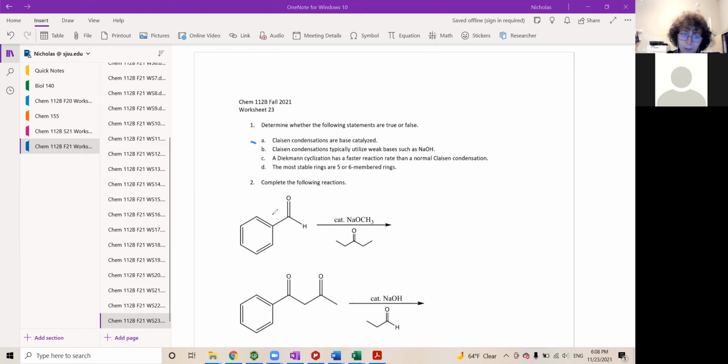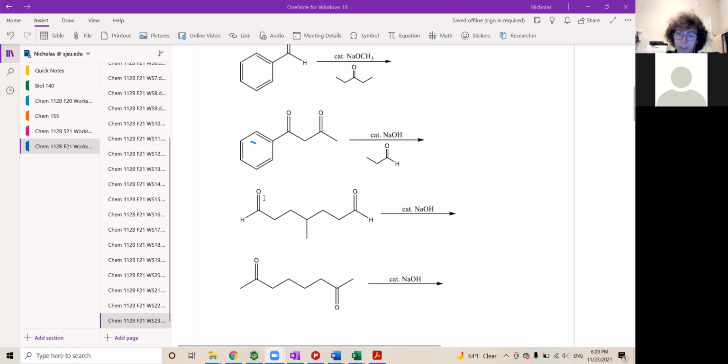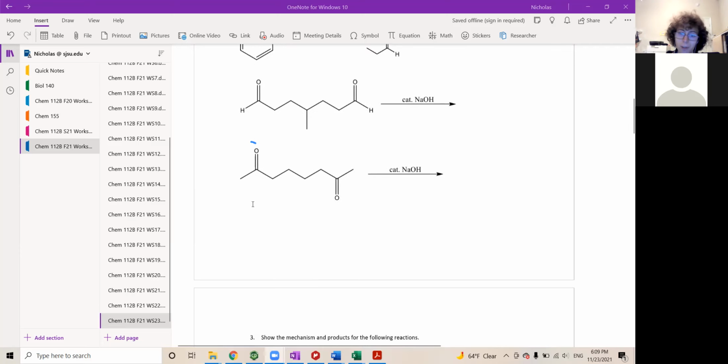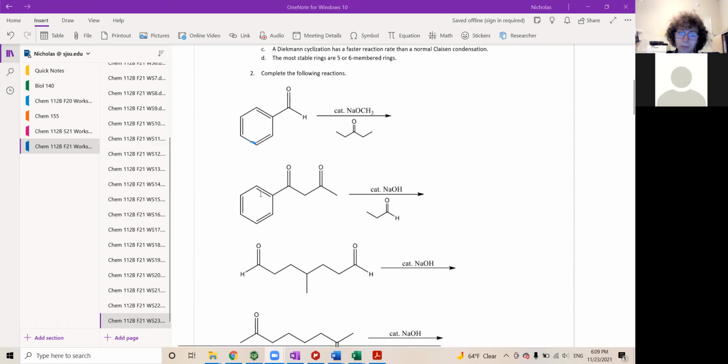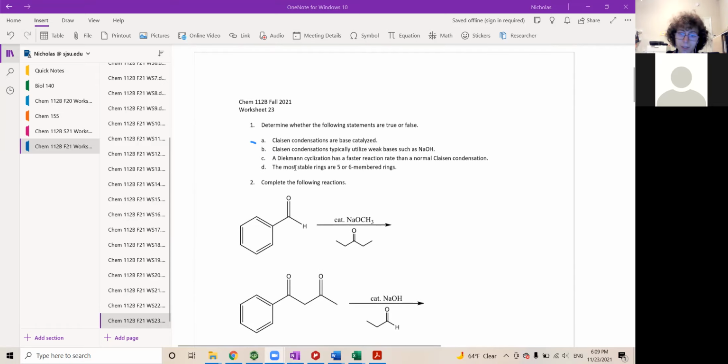Give it another 10 or so seconds. Oh, nice. So all of you said true. And this might not be the case on an exam. I don't know how he formats it, but if you can recognize what a Claisen reaction is, you could figure a question like this out based on that.